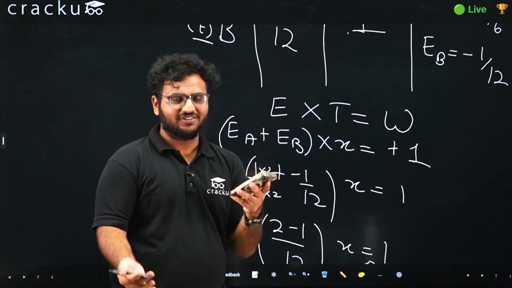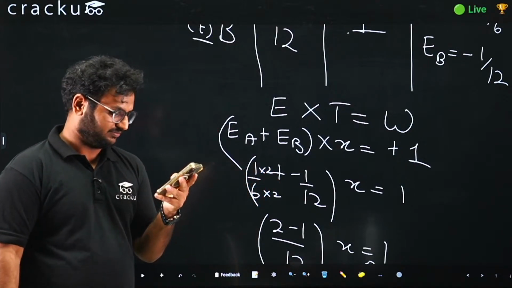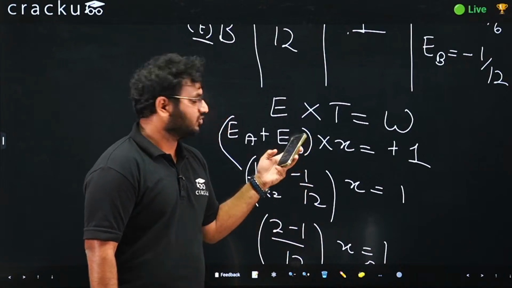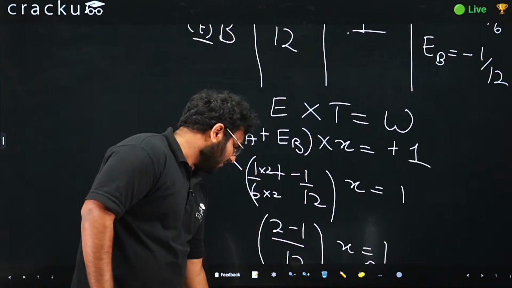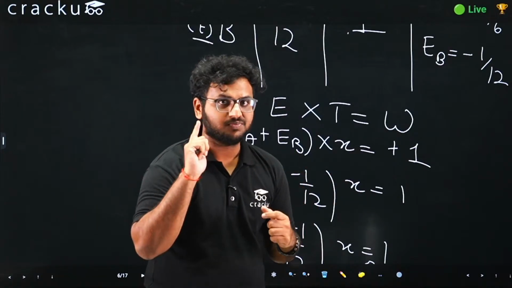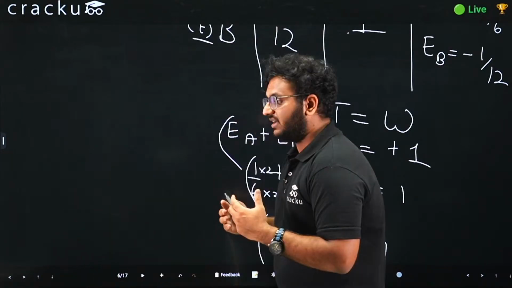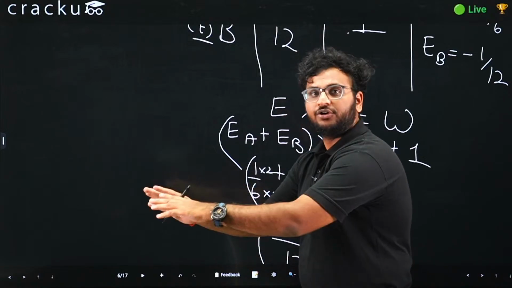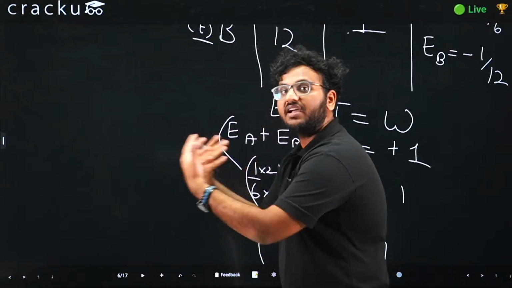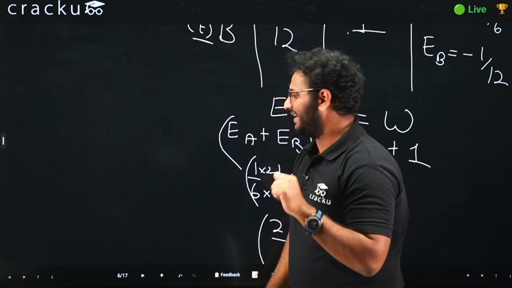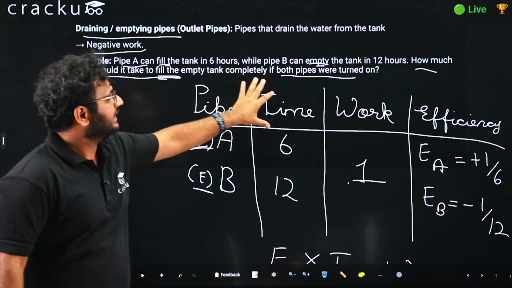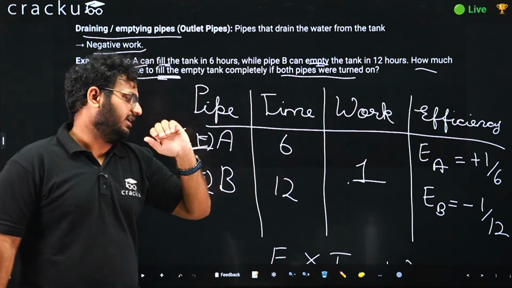Thanks for your response. I hope, Shushmita, you also understood it. So whenever work is being done in favor of the work, it is taken as positive. And whenever the work is done against the work, like we need to fill the tank, the pipe that fills is in favor, but pipe B is doing work against it. Therefore, we will take the negative efficiency of it. And the method remains the same: pipe, time, work, efficiency, and then solving the question.